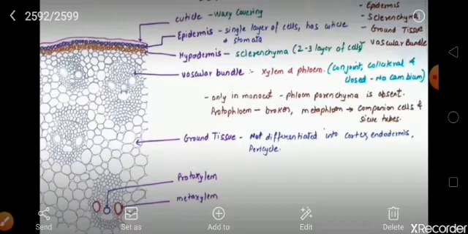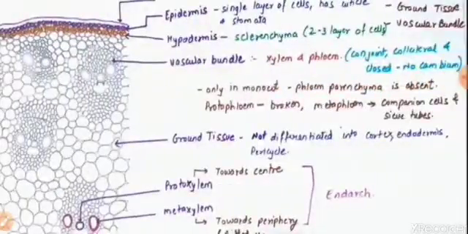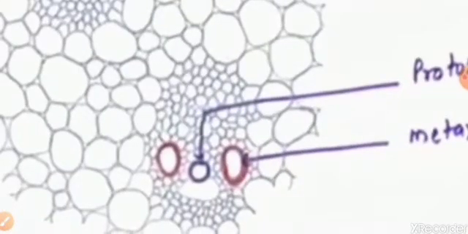So here in another vascular bundle you can clearly see the protoxylem and the metaxylem. Metaxylem is the bigger cells and the protoxylem is the smaller cell. So here you can see endarch arrangement with metaxylem towards the periphery and protoxylem towards the center. As I said, protoxylem is towards the center and metaxylem is towards the periphery, and this is endarch arrangement.